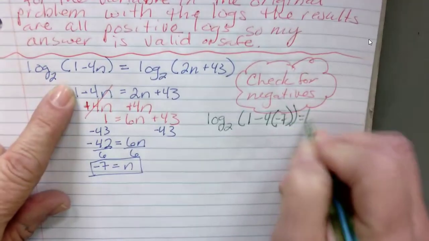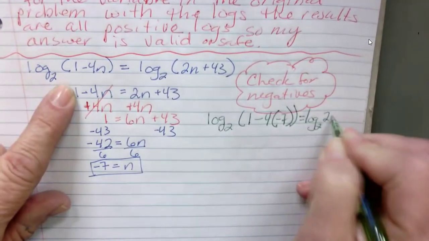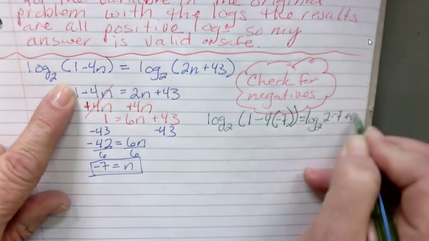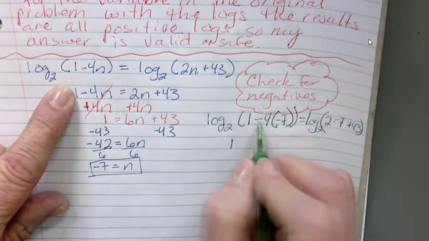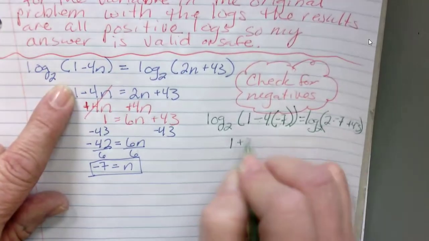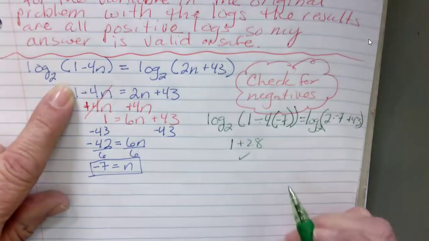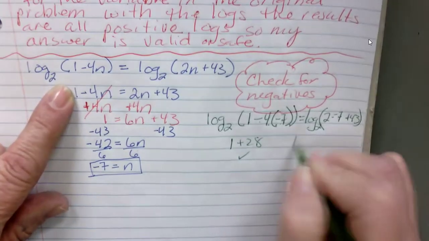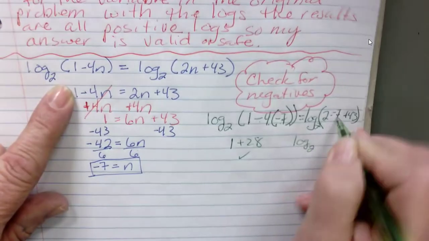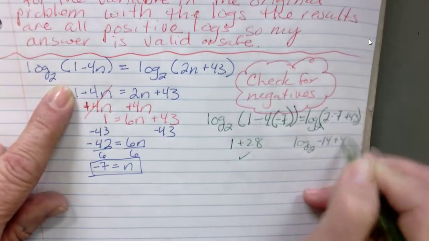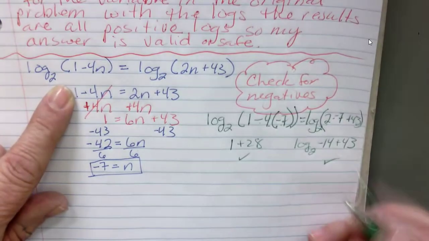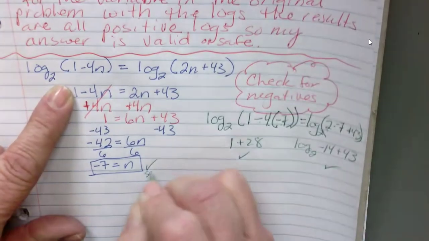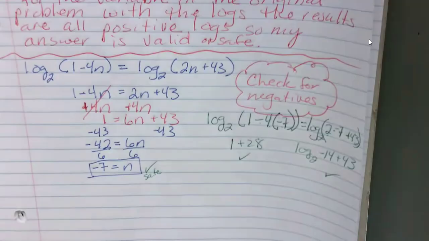Equals log base 2 of 2 times negative 7 plus 43. So we get 1 minus 4 times a negative 7, which is going to be plus 28. I know that's positive, so that's fine. And then we get log base 2 of 2 times negative 7, which is negative 14, plus 43. Whatever that is, it's going to be a positive number because the 43 is bigger than the 14. So this is safe, a valid answer. It is correct. Pause here if you need to finish copying.